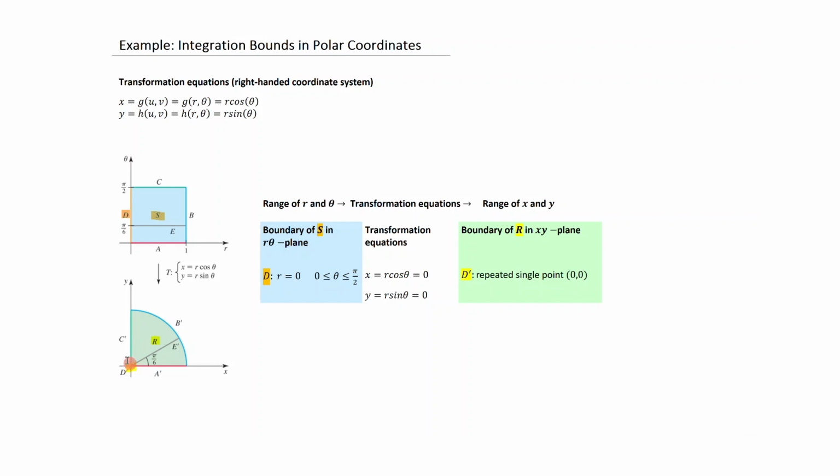Now you might ask that it's not 1-to-1. Well, 1-to-1 only applies to the region. It does not apply to the boundary. And so it's perfectly acceptable that it's not 1-to-1 at a point on the boundary. So now what we have done is we've mapped out the region in the UV plane, that's the bounds of the region, to the bounds in the XY plane.